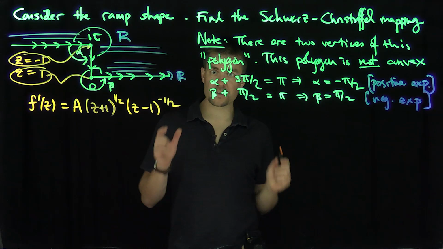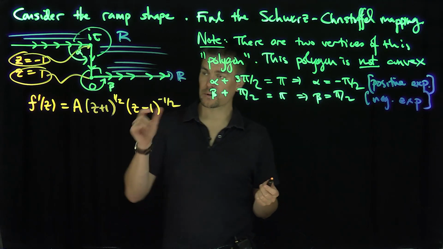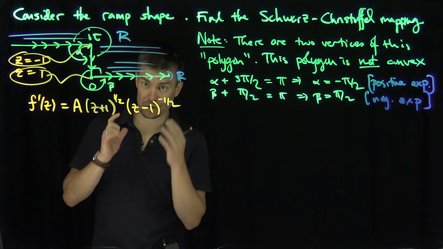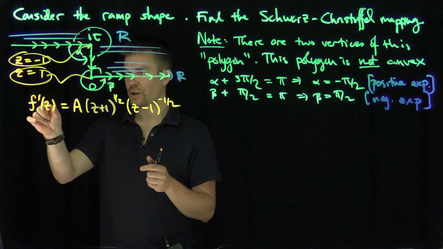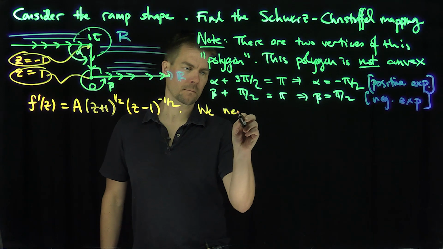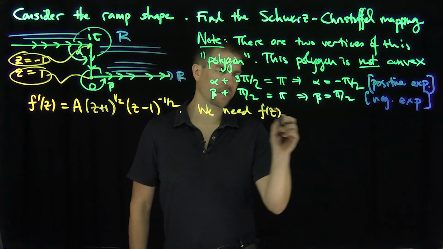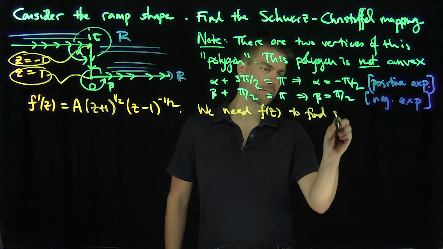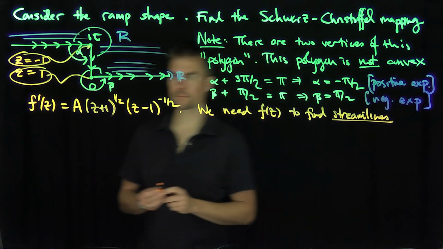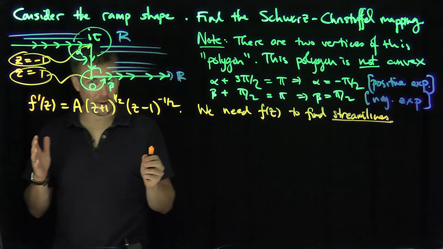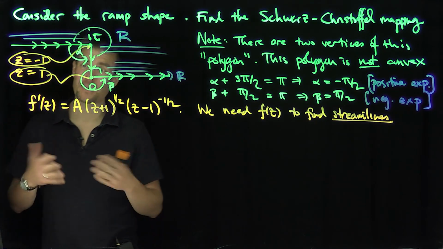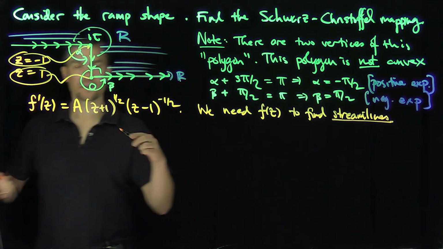Now remember that this derivative is going to correspond to the fluid velocity, if we're talking about fluid flows. And if I want to find streamlines, I have to find the function f itself. So we need f of z to find the streamlines. The beautiful thing is that if I can find a formula for an antiderivative of this, as I typically would, that formula is going to give me the analytic extension. So let's integrate this.